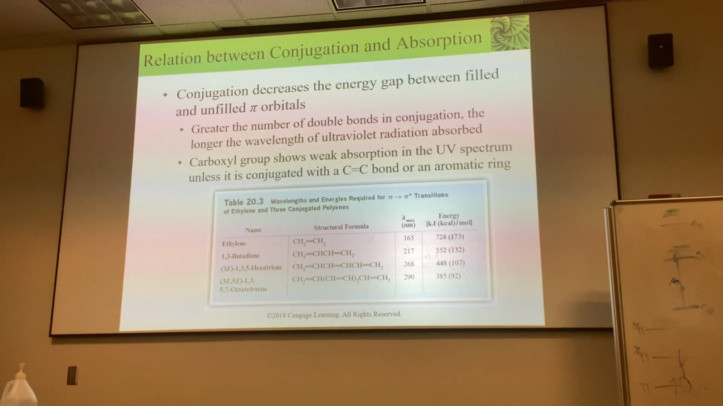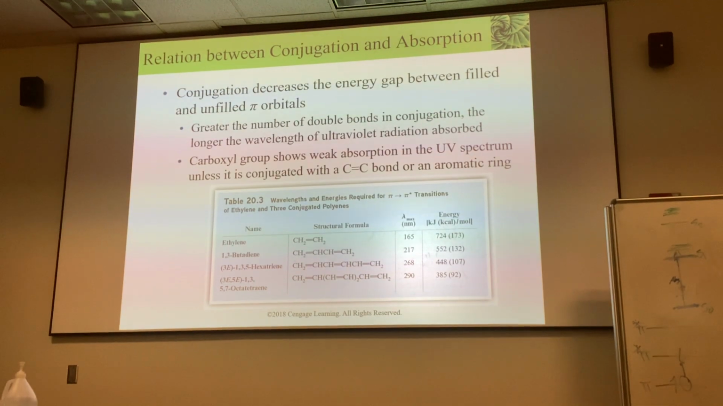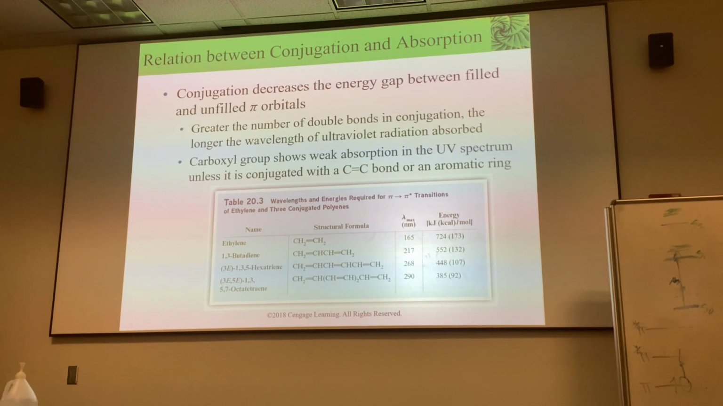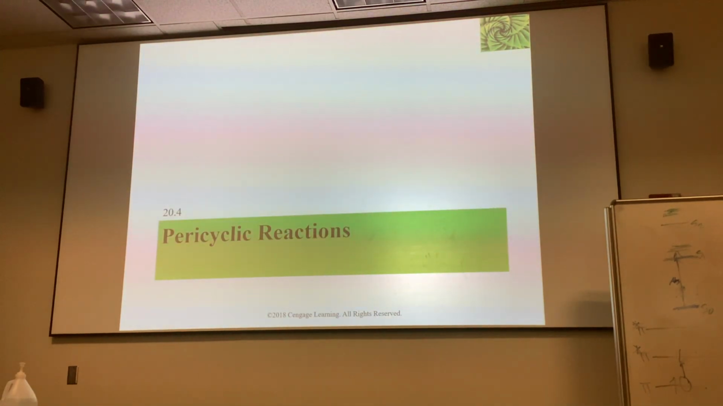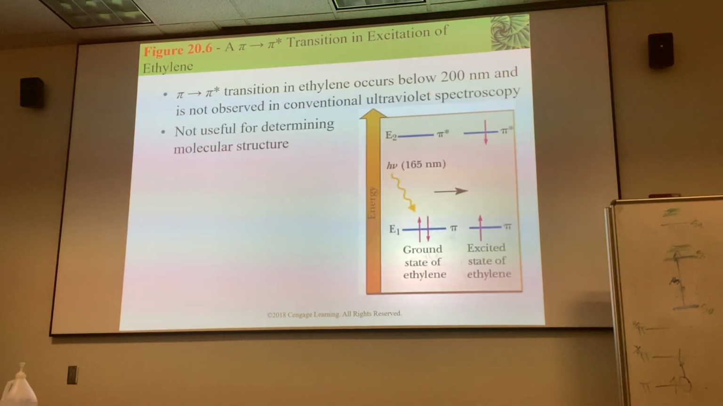We'll do that. Okay, conjugation and absorption. We absorb higher wavelengths of light when we have more conjugation, right? And that's because we're pushing that band gap, the HOMO and LUMO gap, closer and closer together. So higher wavelengths, lower energy, we can absorb lower energy light and still move this electron up, right? If we've got more and more conjugation. Yeah? Okay.